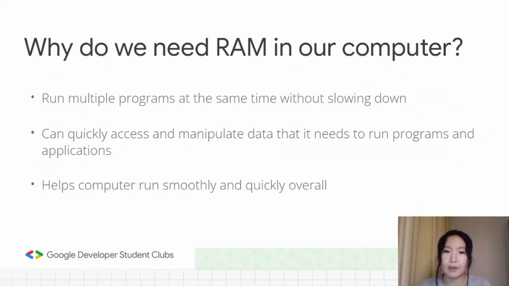So we know what RAM is, but why do we need it? Why do we need it in our computer? Well, it allows us to run multiple programs at the same time without having to slow our computer down. And it can quickly access and manipulate data that it needs to run programs and applications on your computer. So essentially, it helps you to multitask without slowing down your computer. So overall, it helps your computer to run smoother and quicker.